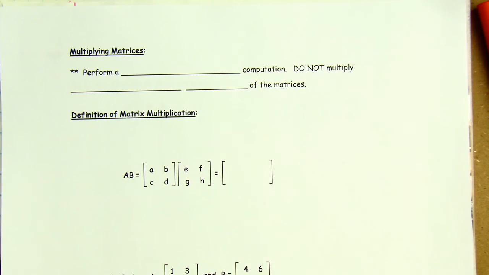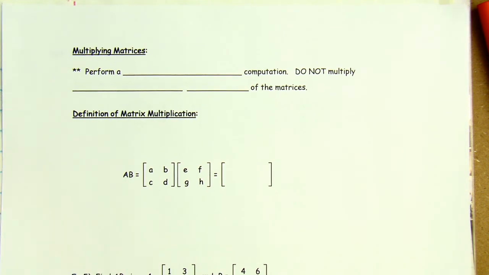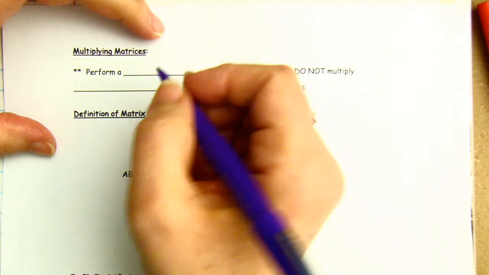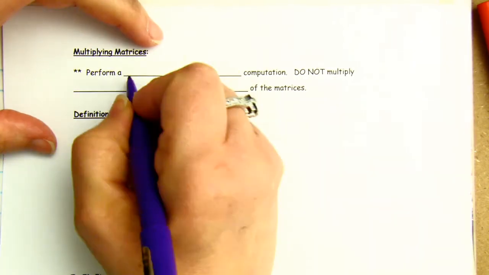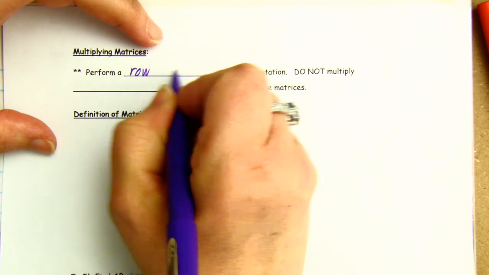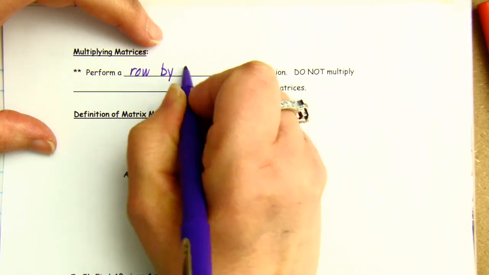Chapter 6, Section 3, continuing with the matrices. This part here is multiplying matrices. What you need to remember is the row by column. Remember that phrase, row by column, because it is a row by column computation that is performed when you are multiplying matrices.